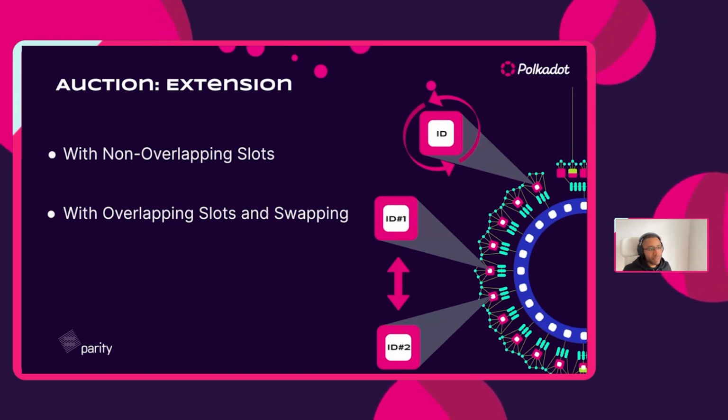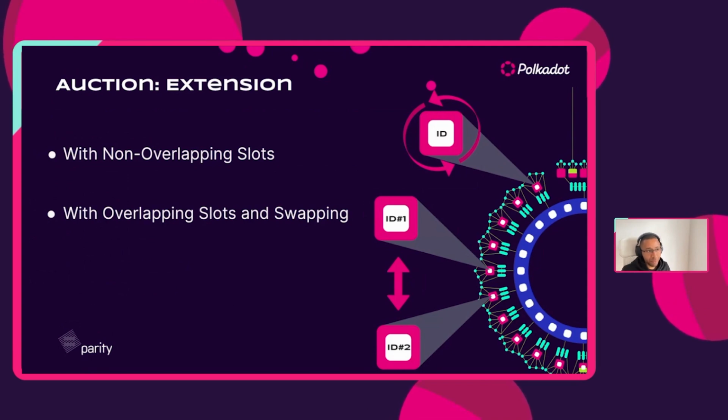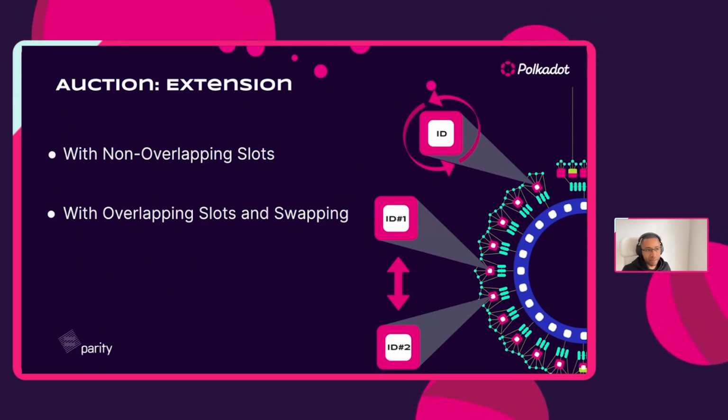Extension with non-overlapping slot is another option. This happens when the first lease period of the new slot starts right after the end of the last lease period of the current slot. So what are the pros? The parachain can extend the lease using the current para ID. The lease will be automatically extended. There is no need for swapping. Also, there are no superfluous lease periods because there are no overlaps, which is more efficient.